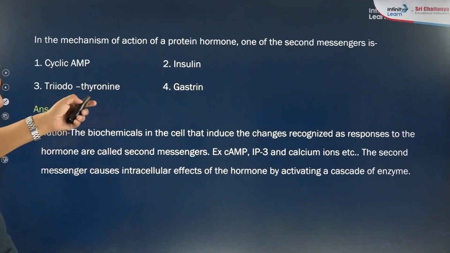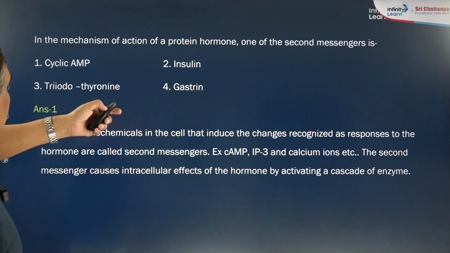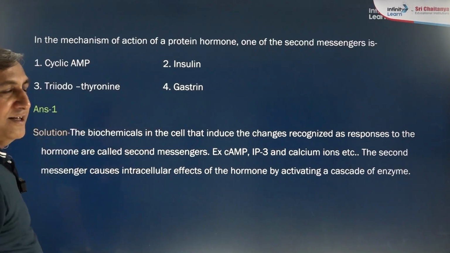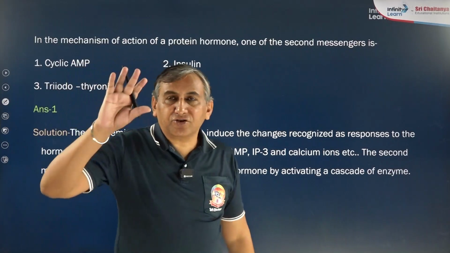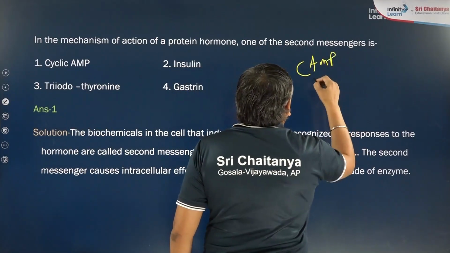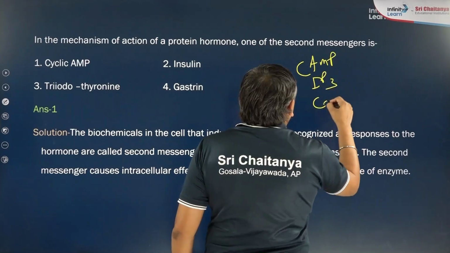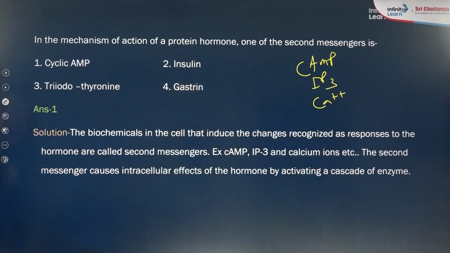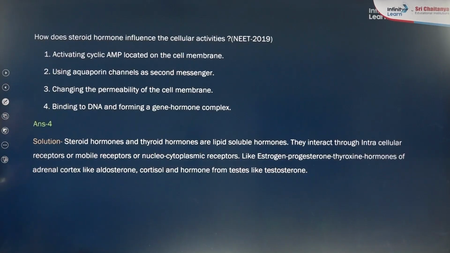See, in the mechanism of action of protein hormones, who is the second messenger? I said how many second messengers? Three. What are the second messengers? cAMP first, IP3 second, calcium ion third. So what is given here? cAMP is given, right? Again, a question from NCERT. So this way you have to remember.